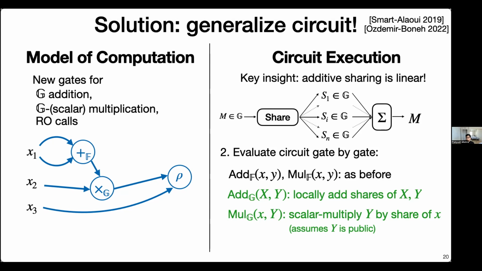Okay. All right. So the last gate is random oracles, and I won't exactly cover this right now. We'll see how to efficiently realize or evaluate random oracle gates a bit later.